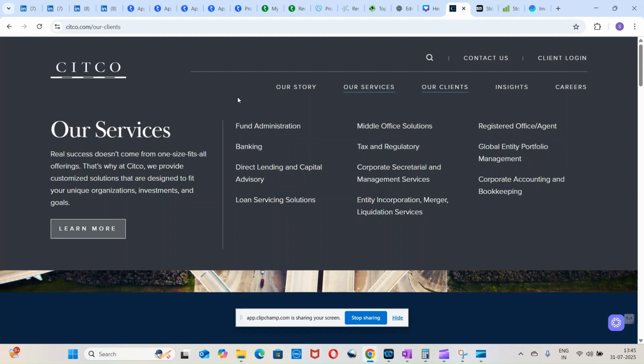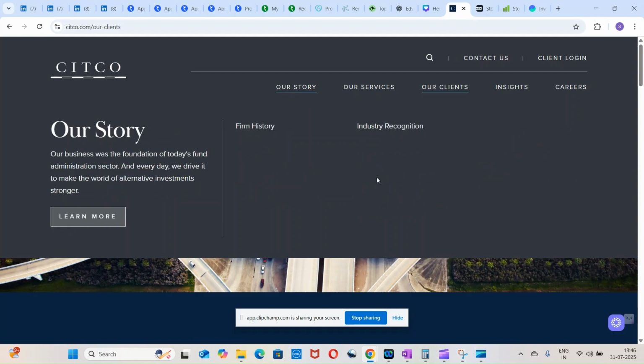If you see the services that this company offers: fund administration, banking, direct lending and capital advisory, loan servicing solutions, middle office solutions, tax and regulatory solutions, corporate secretarial and management services, entity incorporation, merger and liquidation services, global entity portfolio management, registered office and agent, and corporate accounting and bookkeeping. Okay. This is the CITCO website.